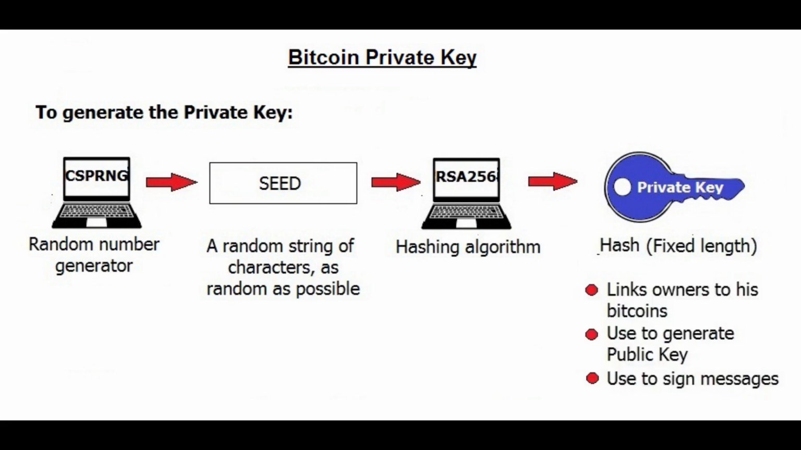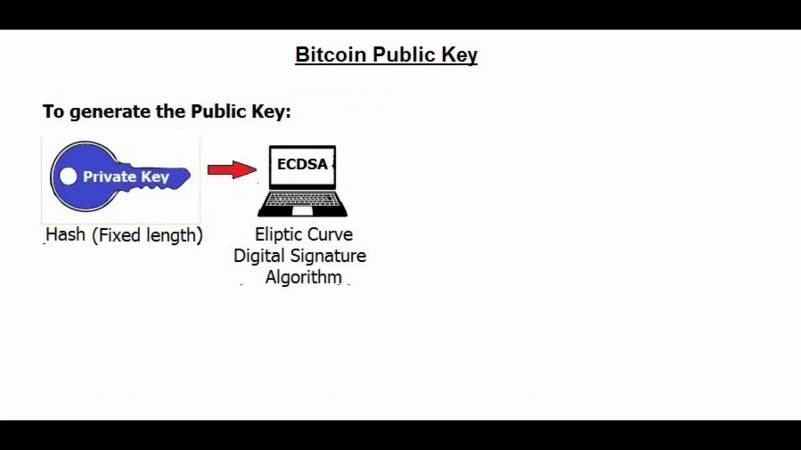The private key has three functions. 1. It links you to all your bitcoins in the system. 2. It is used to generate your public key. 3. It is used to hash the Bitcoin transaction, or message, to generate the digital signature. Whenever you send a Bitcoin transaction, your private key is used to sign it to produce the digital signature for the message.